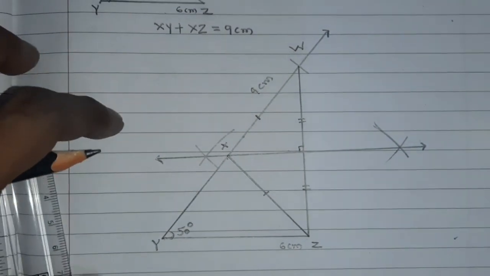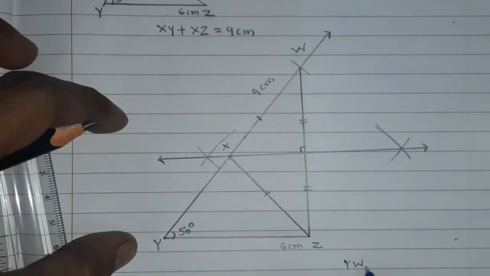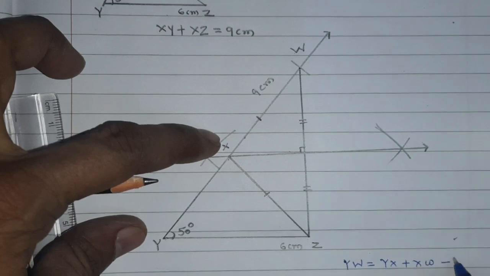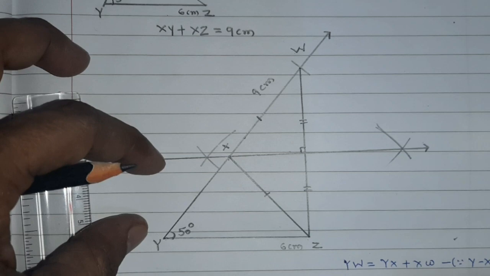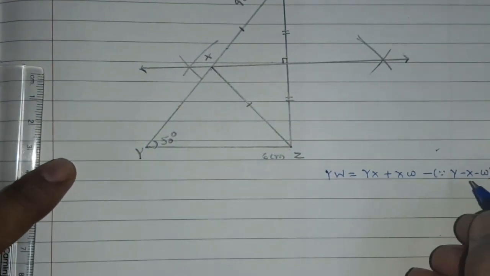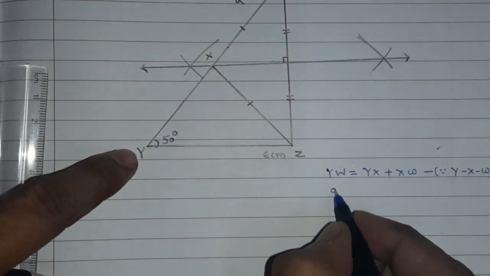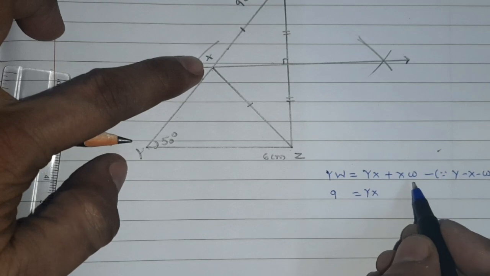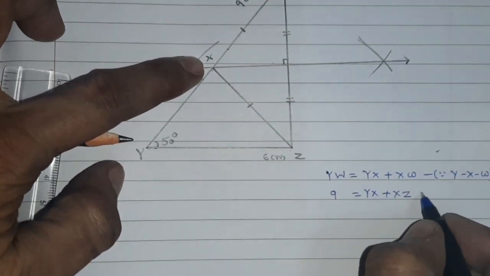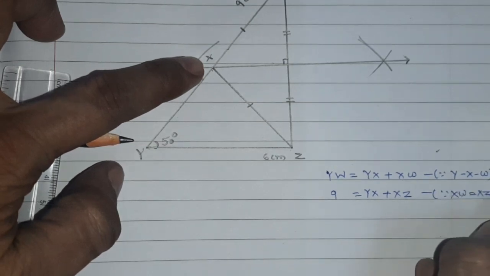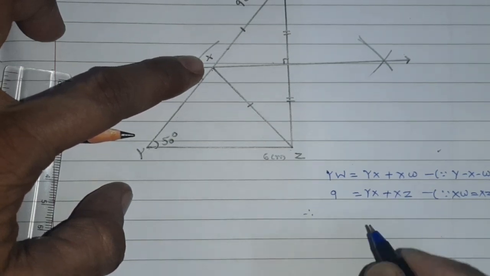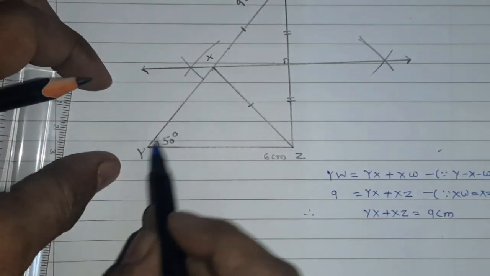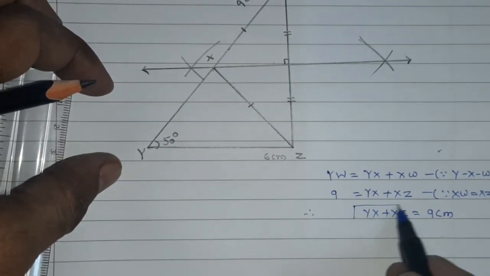Therefore, dear student, now we have to write here YW is equal to YX plus XW. We have to give the reason Y-X-W. After that, see here, the length of YW is 9 cm. YX here, XW. Instead of this XW, we can write XZ. Why? Because XW is equal to XZ, a property of perpendicular bisector. Therefore, we got, dear student, here YX plus XZ is equal to 9 cm. XY plus XZ is equal to 9 cm.